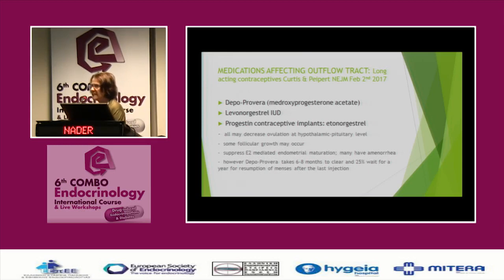However, what's different between levonorgestrel and etonogestrel implants and IUDs from Depo medroxyprogesterone acetate is that the Depo may take months for recovery. So you give an injection today, it lasts for 3 months, but it may take another 6 months or so for recovery. And in 25%, they may have to wait for a year for resumption of menses after the last injection. And this is infuriating to a lot of women.